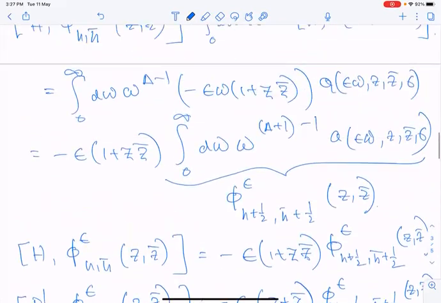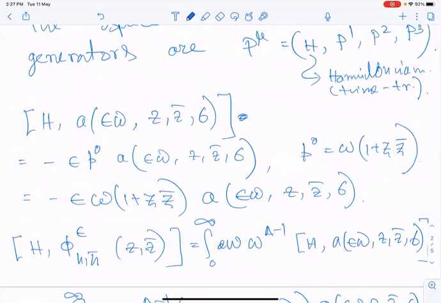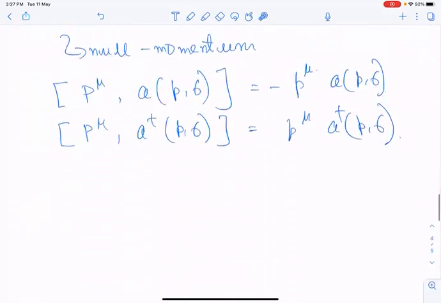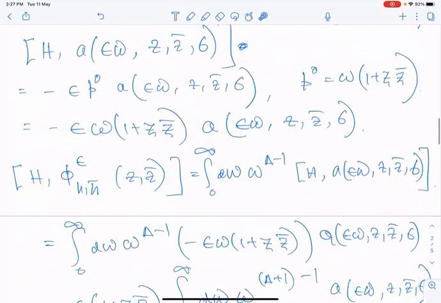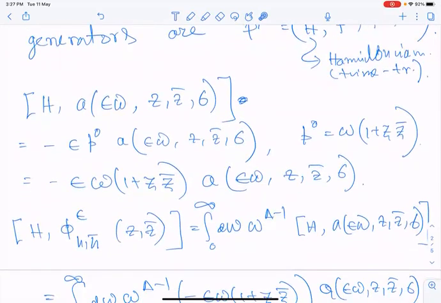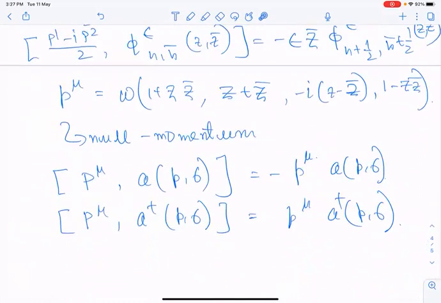So you can just take it inside. This is the commutator with phi, but then this is what I wrote down. This is H, and then you can do P1, P2, P3. I wrote down P0 and put an epsilon. The epsilon is the sign, which depends on whether you have A or A dagger. And then I just wrote P0 as omega times 1 plus ZZ bar, which comes from here.